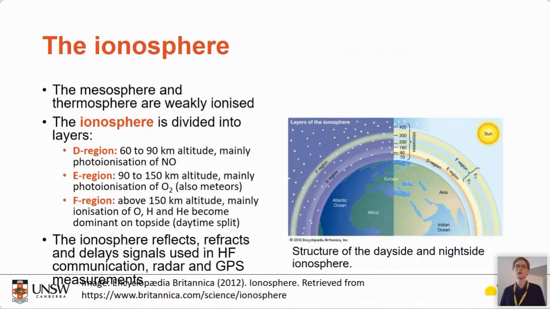Moving on to the ionosphere. The ionosphere is plasma, which results from the weak ionisation of the mesosphere and thermosphere, predominantly due to absorption of that extreme ultraviolet radiation from the Sun. It's important because it reflects, refracts, and delays the signals used in HF communications and radar, as well as GPS measurements.